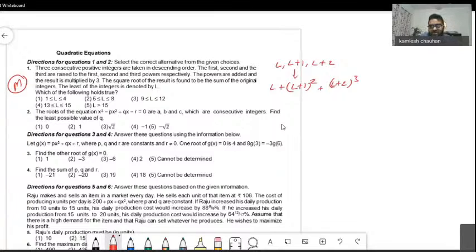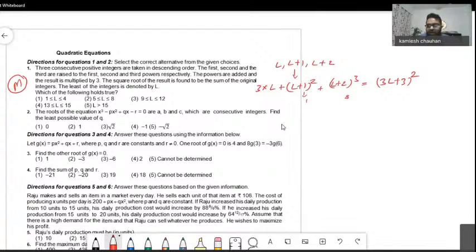The square root of the result is found to be the sum of the original integers. So powers are added, multiplied with 3, and if you sum, you'll get 3L plus 3. The left hand side is the square root of this whole thing, so I'll just write a square on the right hand side. And from here, you'll get 1 here, 8 here, 9 here. So the constant terms will cancel out. You will get a quadratic equation because L will also cancel out, and you'll get the answer.